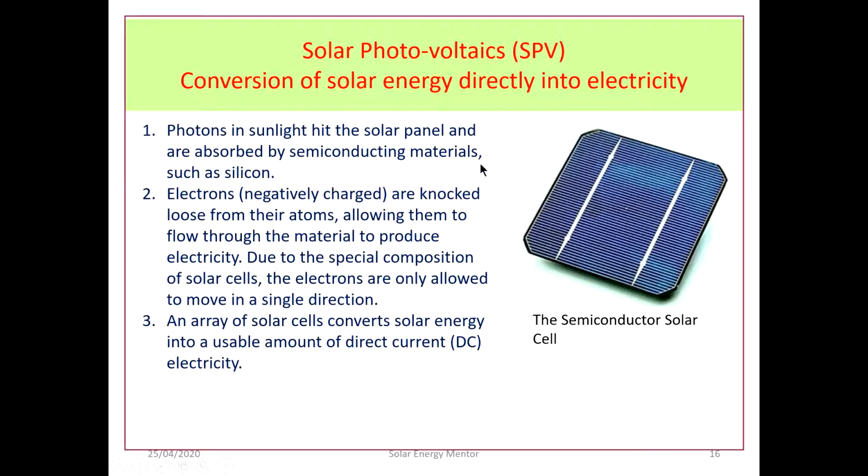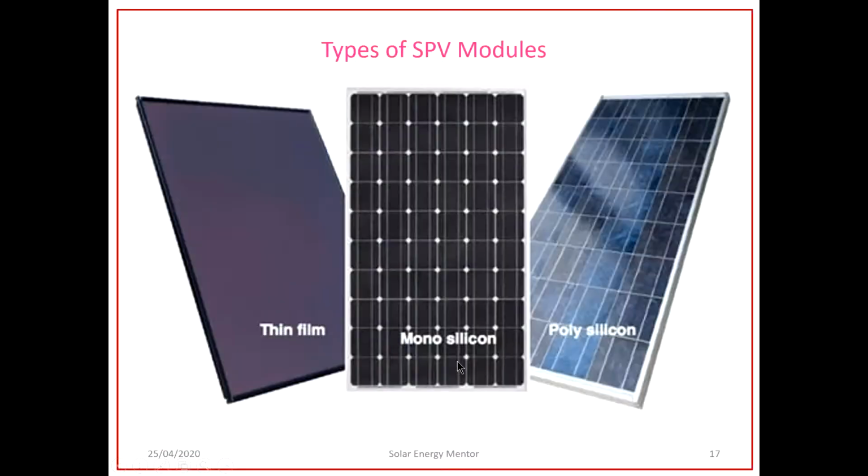Photons in sunlight hit the solar panel and are absorbed by semiconducting materials such as silicon. So electrons, which are negatively charged, are knocked loose from their atoms, allowing them to flow through the material to produce electricity. Due to the special composition of solar cells, the electrons are only allowed to move in a single direction. So an array of solar cells converts solar energy into a usable amount of DC. So a solar photovoltaic panel or a semiconductor solar photovoltaic cell converts solar radiation into DC, direct current.